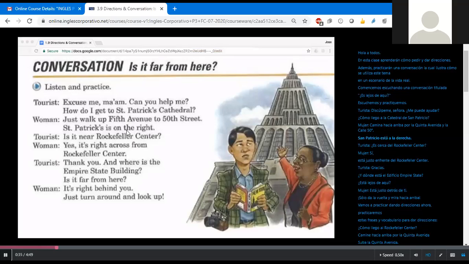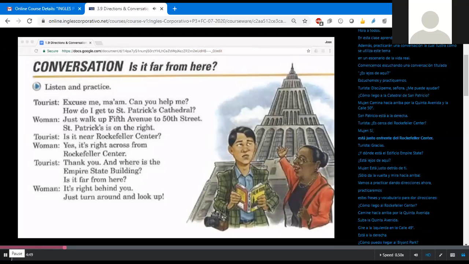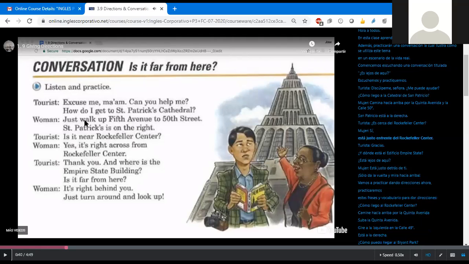Is it near Rockefeller Center? Yes, it's right across from Rockefeller Center. Is it near, okay, it's near, está cerca de Rockefeller Center? Yes, it's right across from Rockefeller Center.